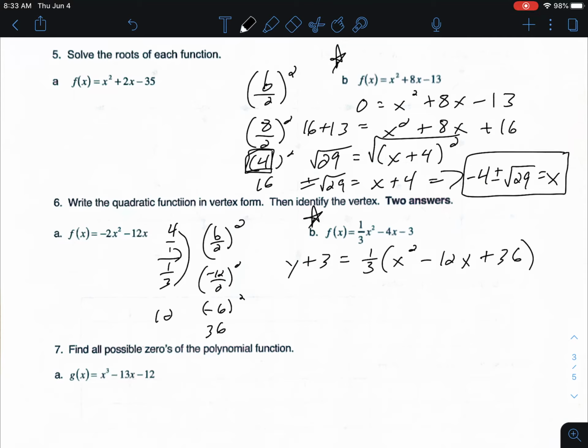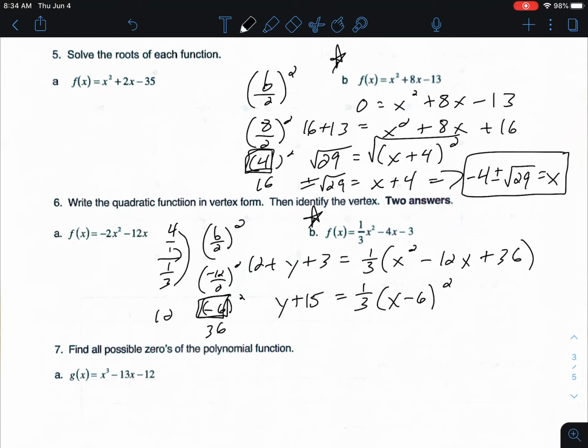Now, one of the tricks, and why this is a little bit different than when you're solving, is when we're adding 36 inside the parentheses on the right side of the equation, you're actually adding a value that is 1/3 times 36, which would be a positive 12. So you're going to add 12 over to that side. So you're now looking at y plus 15 equals 1/3, and we know this is going to break down to that factor, so x minus 6 squared.